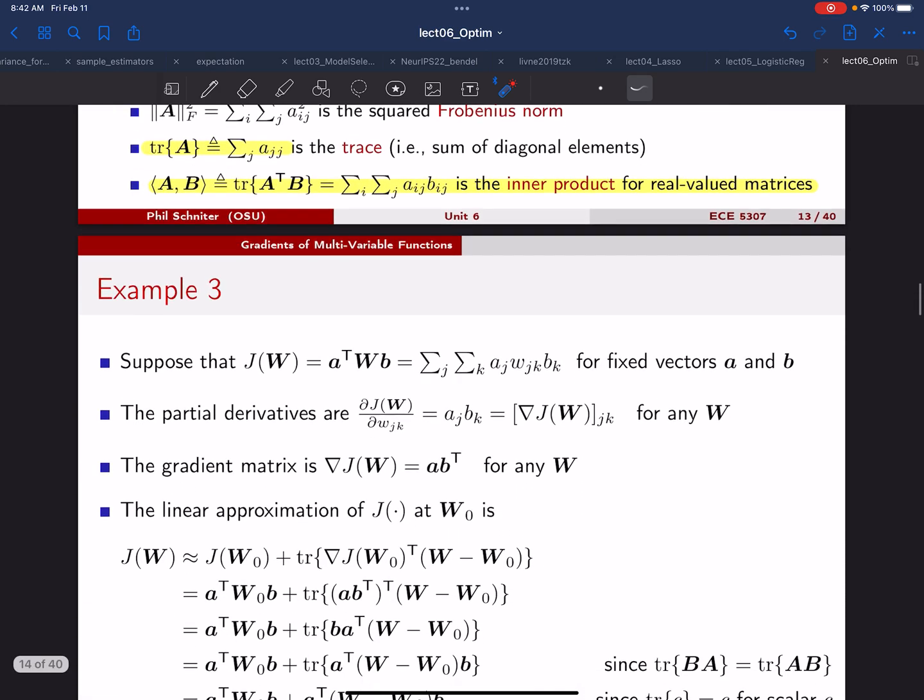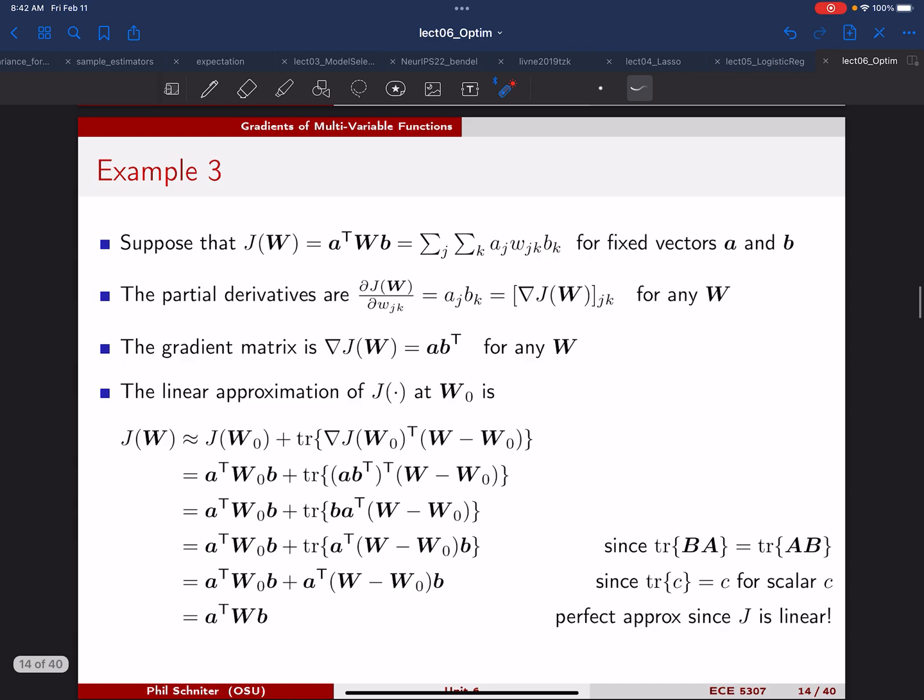Okay, we can do one more quick example where we look at an application of this last rule. Imagine that I have a function. Here's my generic function of a matrix of parameters, and I'm going to make it really nice and convenient. This function is just going to be some vector a transpose times W times b. So clearly we have a row vector times a matrix times a column vector, and you carry that out and you get a scalar. That's important because we need J to have scalar output.